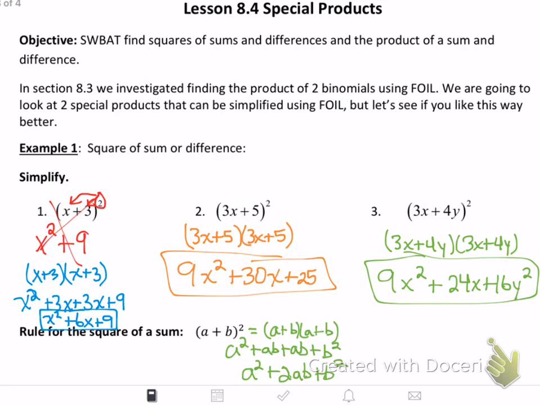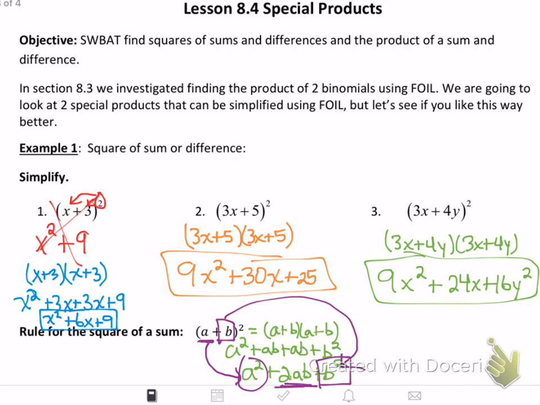What this means is that whatever your first term is, you square it. That's where you get a squared from. Here, let me do this in a different color. Whatever your first term is, you square it. That's your first answer, or first part of your answer. Whatever your second term is, a positive b, you square it. B squared. And then to find your middle term, you have to take your a times the b and multiply that by 2. Okay?